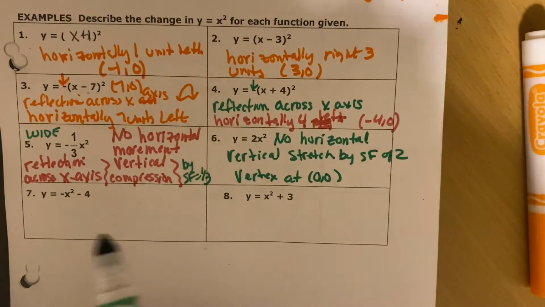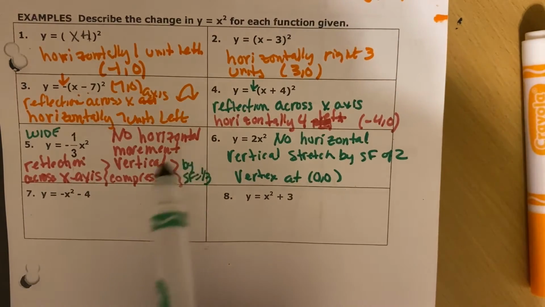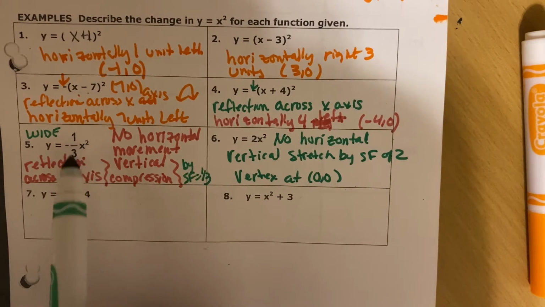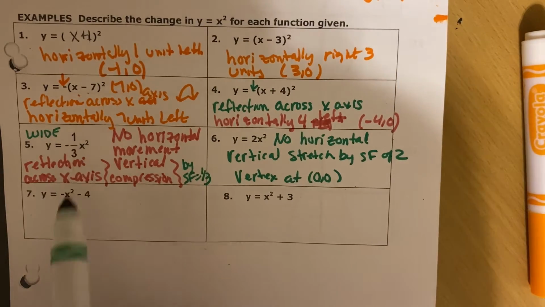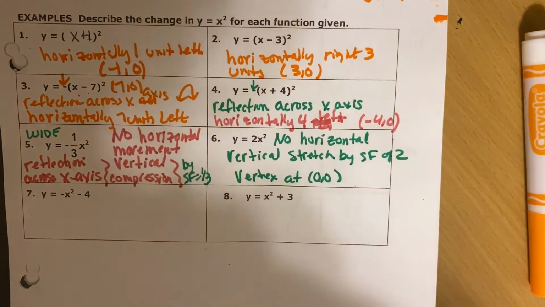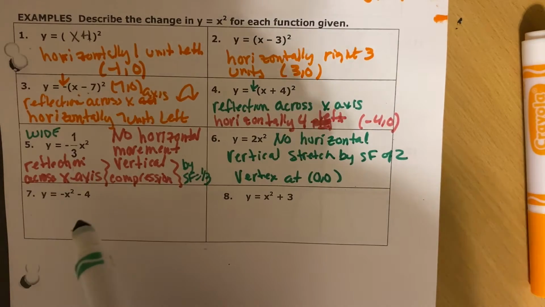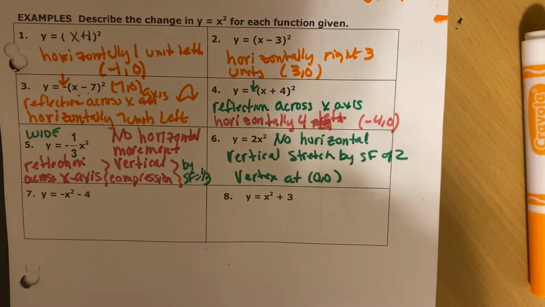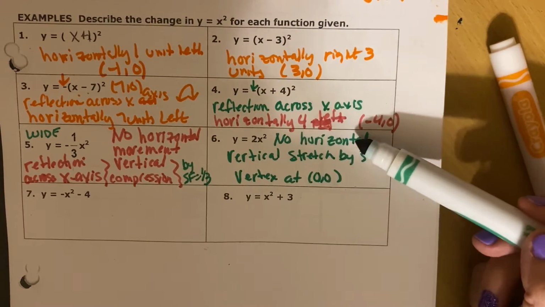On number 5, I do not have any parentheses, so there's no horizontal movement. This negative tells me it's a reflection across the x-axis. This 1/3 tells me it is a vertical compression, and this 1/3 just tells me that this is the scale factor. Everything is being multiplied by it, and so it is a scale factor of 1/3. I also know that it's going to be upside down, and it's going to be a fairly wide graph because of this 1/3.